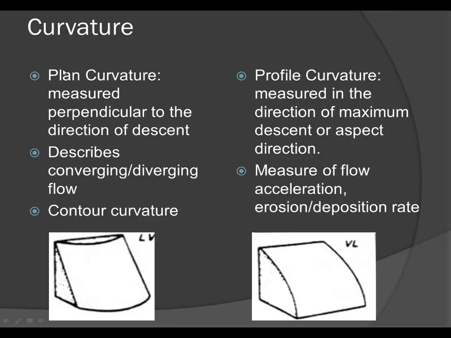To understand this, you will see that the plan curvature is measured perpendicular to the direction of the descent. The profile is following the direction of descent. And the plan is measuring convergence or divergence of the flow, and the profile is measuring acceleration or deposition.